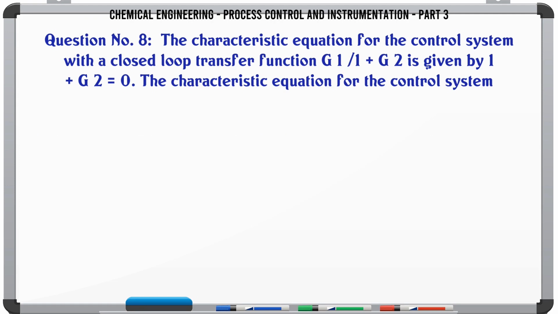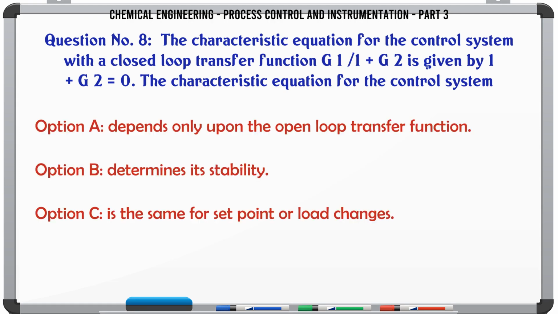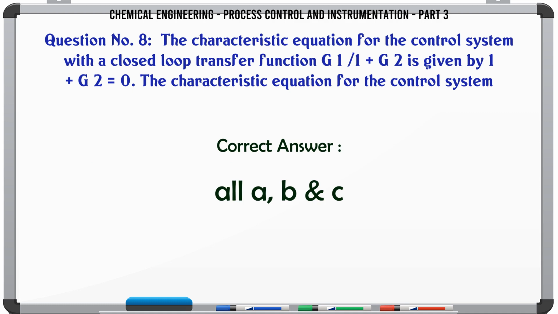The characteristic equation for the control system with a closed-loop transfer function G1G2 is given by 1 + G1G2 = 0. The characteristic equation for the control system: A. depends only upon the open-loop transfer function, B. determines its stability, C. is the same for set point or load changes, D. All ABC. The correct answer is all ABC.